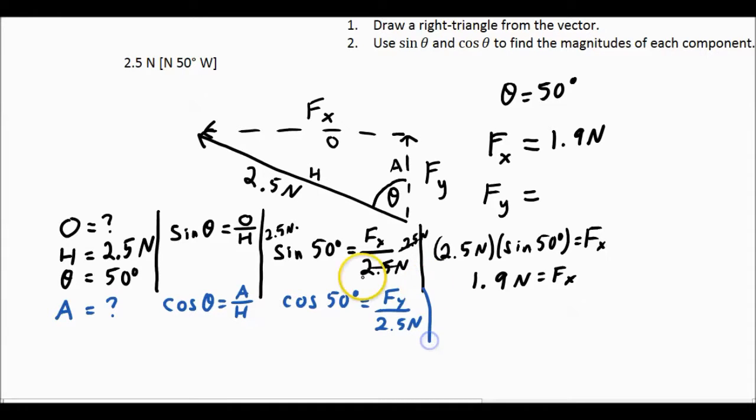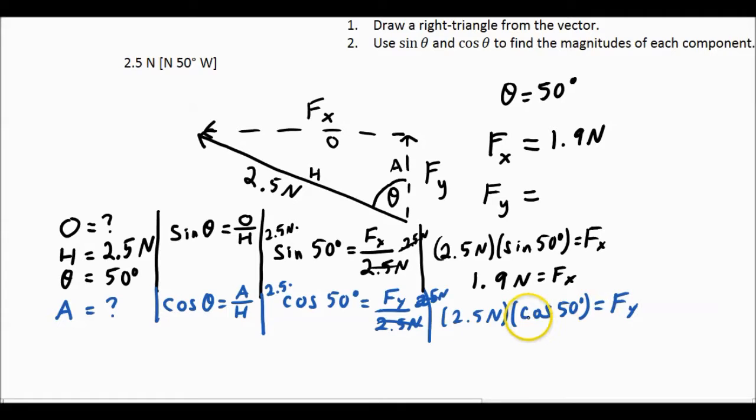So here, might as well extend these lines. We'll have to again multiply by 2.5 newtons. The 2.5 newtons will cancel out here. Once again, we get 2.5 newtons times cosine of 50 degrees is our Fy. And when we calculate that, our force is 1.6 newtons.